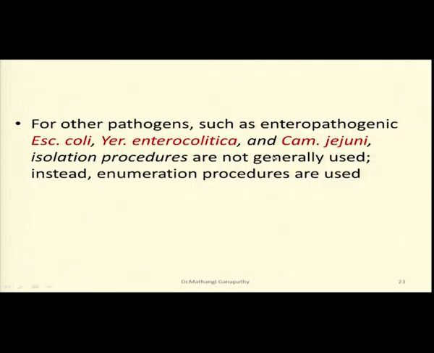Other than those, there are the other enteropathogenic organisms, such as E. coli, Yersinia enterocolitica, Campylobacter jejuni, etc. For these three we do not normally use isolation procedures, but enumeration, counting. But for the extremely serious pathogens like Listeria, we need to know not only the enumeration, but even if it is present in very small numbers, we need to isolate it.